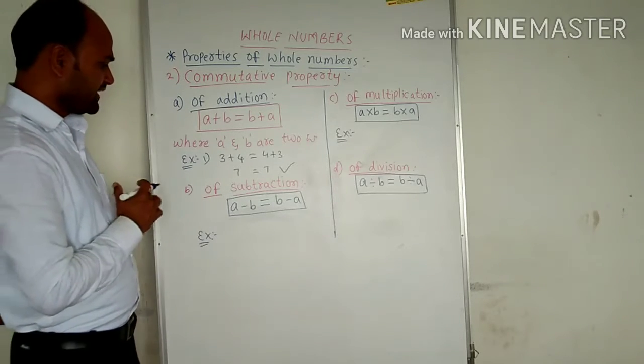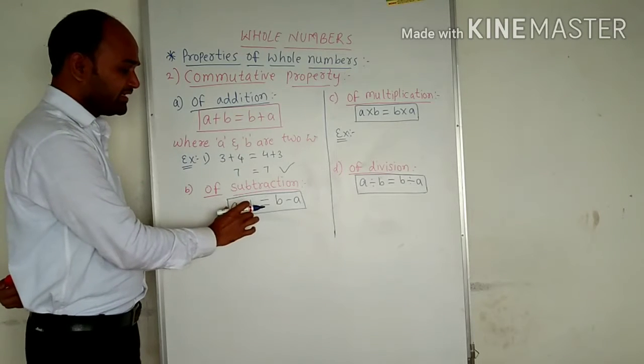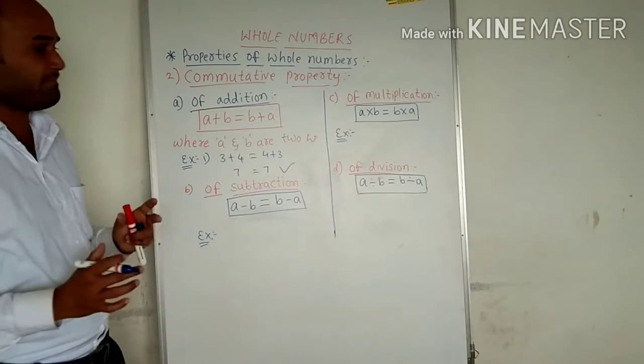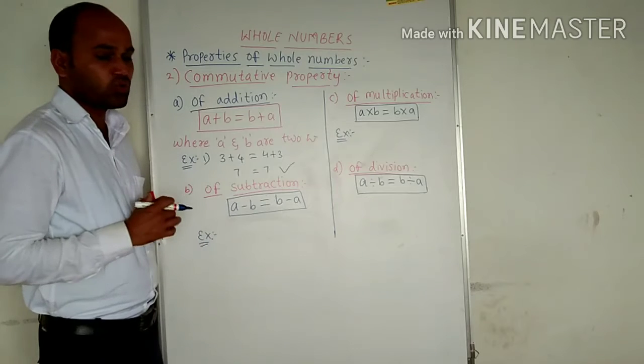Next we can see the commutative property of subtraction. That is, A minus B is equal to B minus A. Both remain the same. Let me check with some examples here. A and B are two whole numbers.